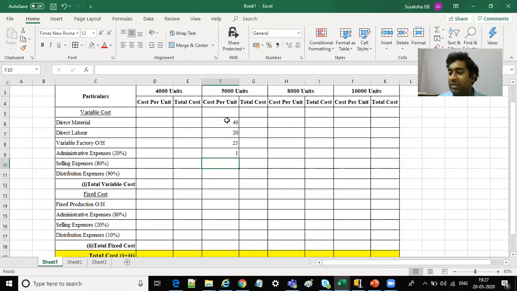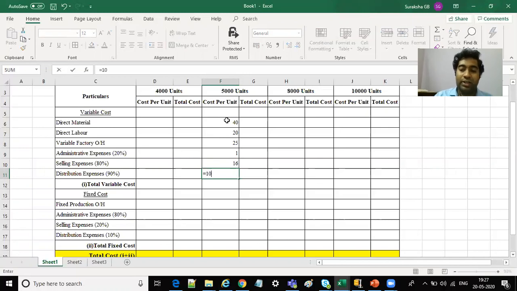Selling expenses is given as 20 rupees. Out of this 20 rupees, 80% is the variable cost. So 20 into 0.8. Distribution expenses is given as 10 rupees. So 10 into 0.9 will be 9 rupees.